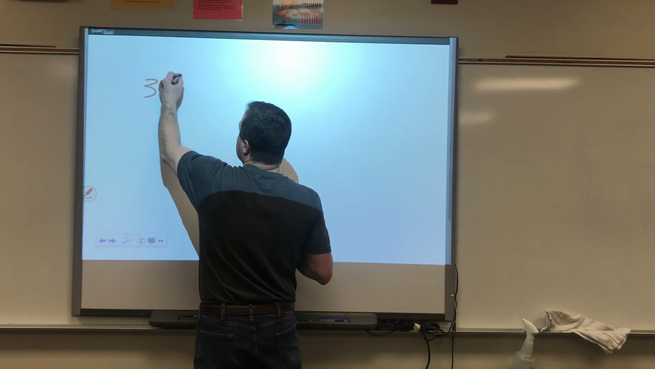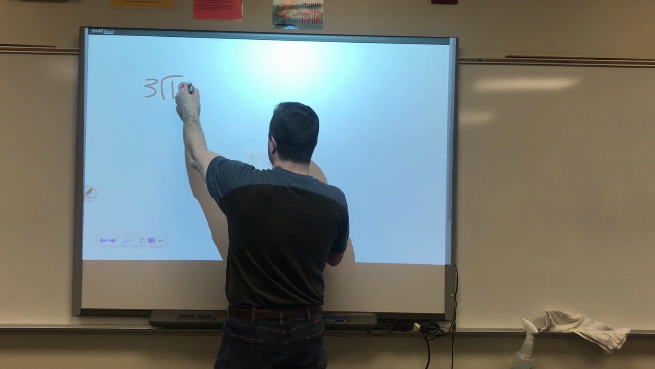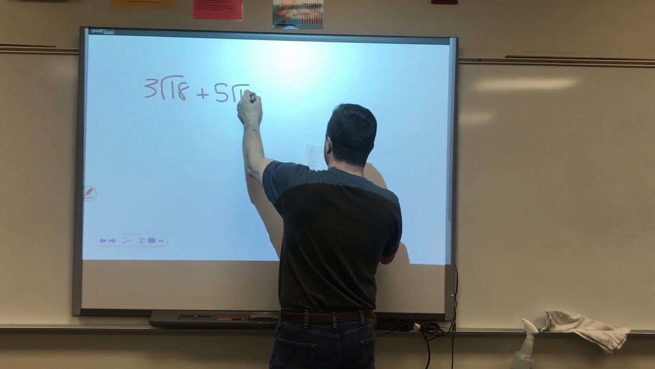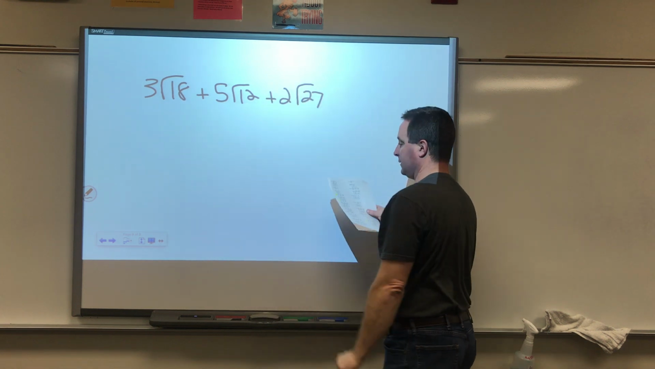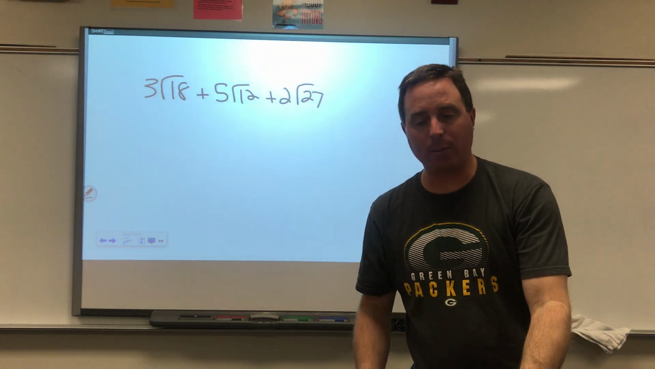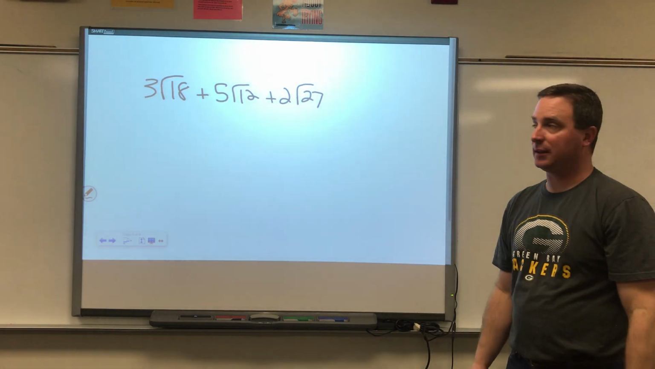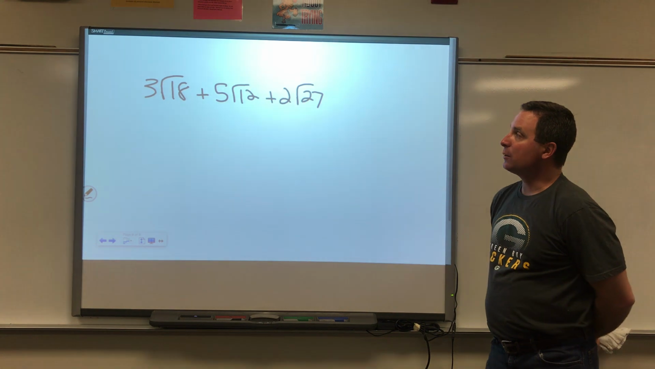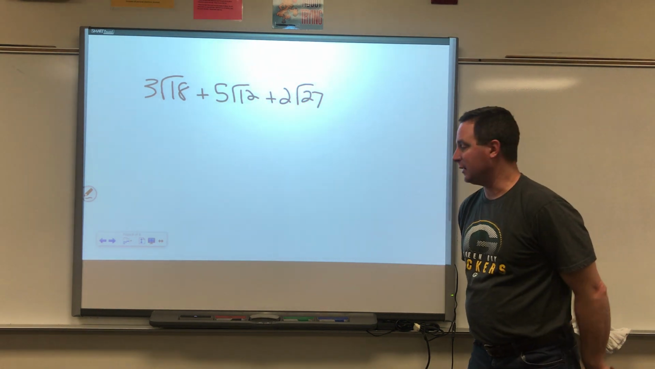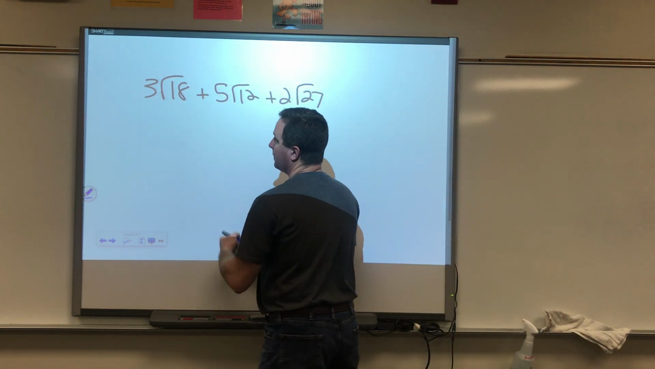Okay. 3 square roots of 18 plus 5 square roots of 12 plus 2 square roots of 27. Can we add these three things together? Now right now it looks like all the radicals, all three of them are different. A square root of 18, a square root of 12, and a square root of 27. Well, let's try and simplify them.